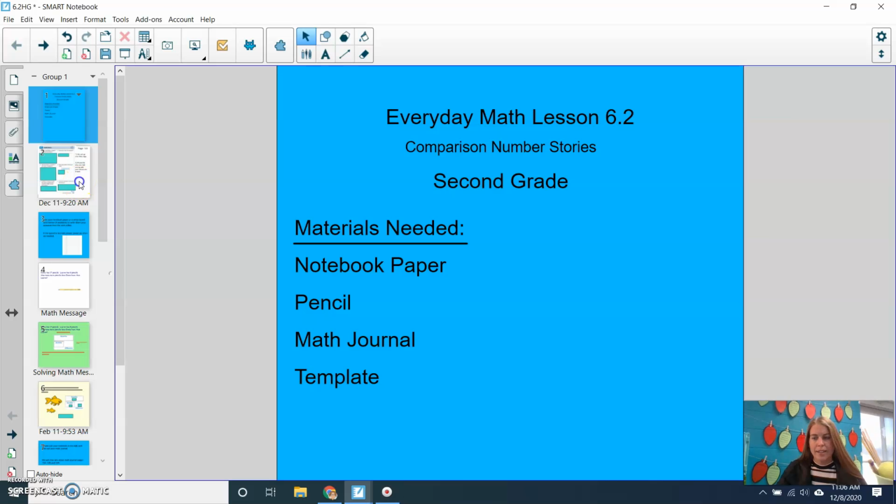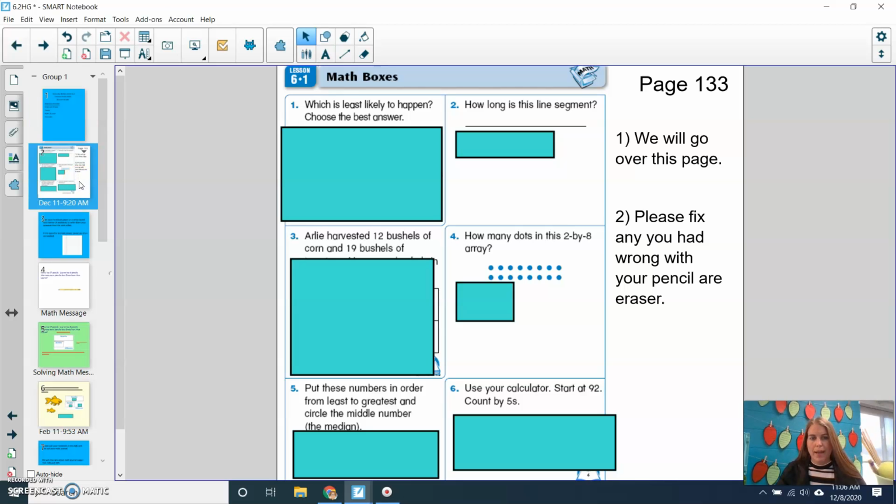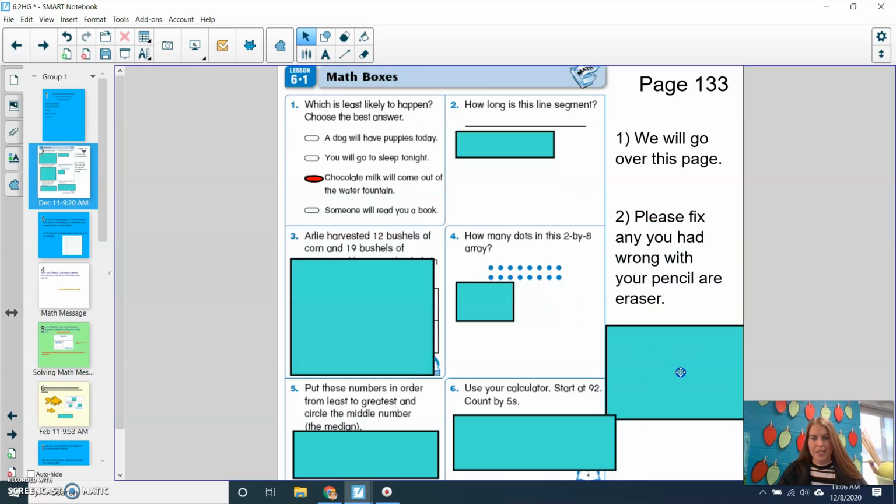Let's get started. The first thing that we're going to do is go over our math boxes from the previous lesson. So if you can open up your math journal to page 133. If you notice that you have any mistakes, please fix those with your pencil and eraser. For question number 1, which is least likely to happen? Choose the best answer. And you should have picked chocolate milk will come out of the water fountain.